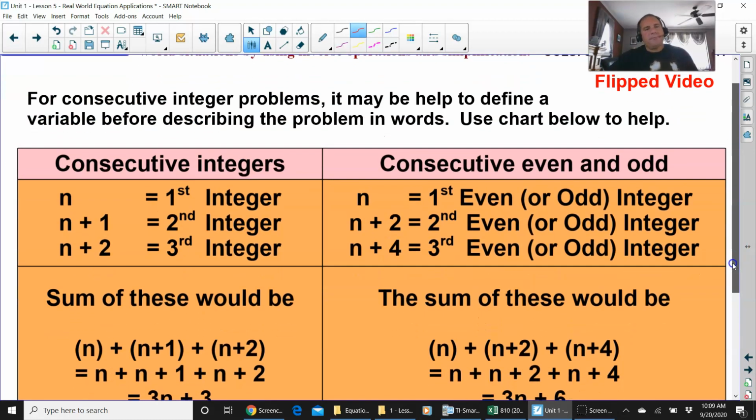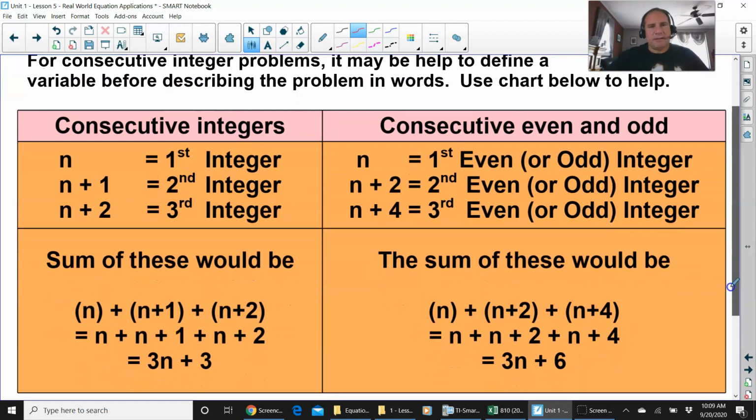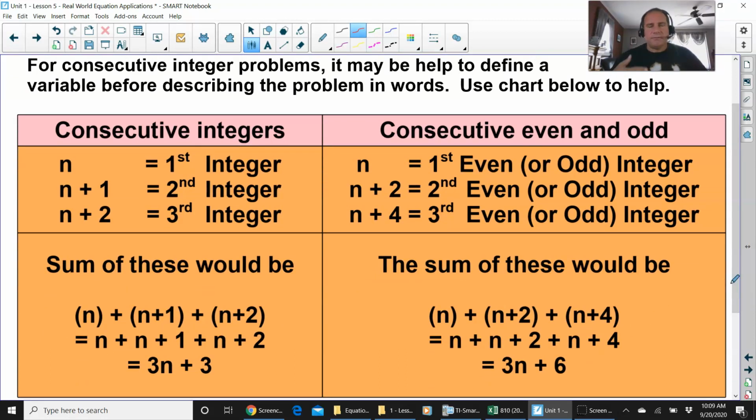So when you're talking about consecutive integer problems, it helps to define, and you have to use the chart below. And this is for every single question that you will have. But you have to read, and you have to understand that every question is going to be different. So you always put a key down, and we'll go over exactly what that means. You have to write a key down.